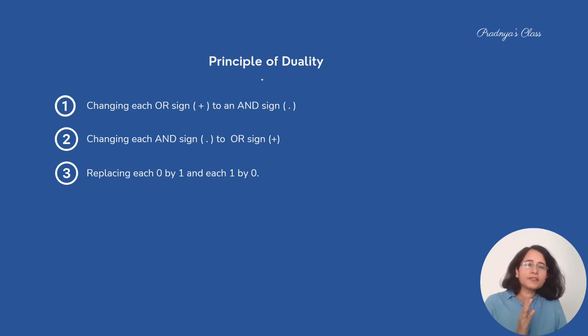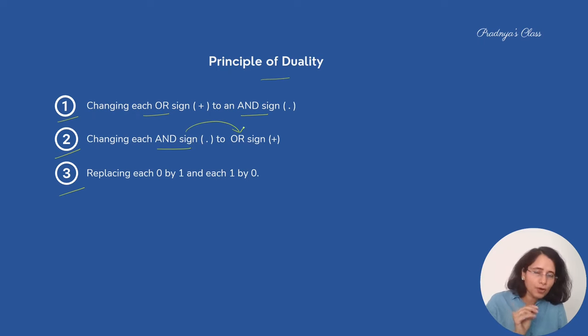Next topic is the principle of duality. There are three rules you have to follow if you want to calculate the dual of any expression. From one expression we can derive another expression by following the principle of duality. What it says: we have to change each OR sign to AND sign. Then if you have any AND sign, it should be changed to the OR sign. And the third rule is replace each 0 by 1 and each 1 by 0.